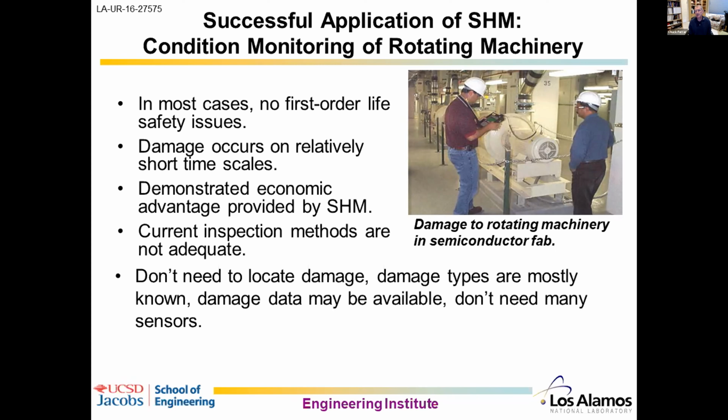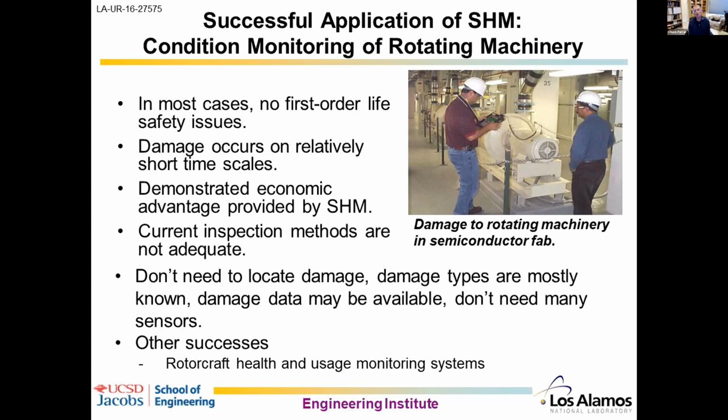You don't need to locate the damage. I think for the most part, damage types are known. And in some cases, damage data may be available. And as the picture shows, you can get away with a really limited number of sensors. And oftentimes this is a rotating machine in a semiconductor fabrication facility. Oftentimes they're in places with pretty well-controlled environments. Okay, and so other successes, related to the rotating machinery one, are the rotorcraft health and usage monitoring systems.